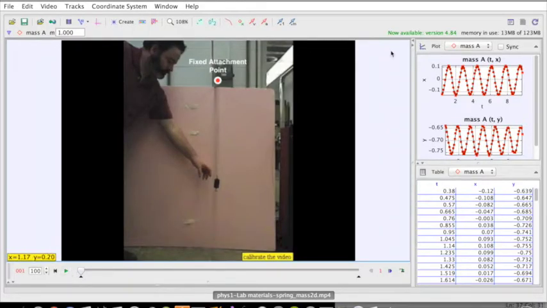Here we have our good friend Dr. Greco, who has just attached a weight to the end of a spring, and the other end of that spring to a fixed attachment point shown here. We've set the origin to be that fixed attachment point and our calibration sig to be 0.7 meters, which is the length of the spring with the weight.